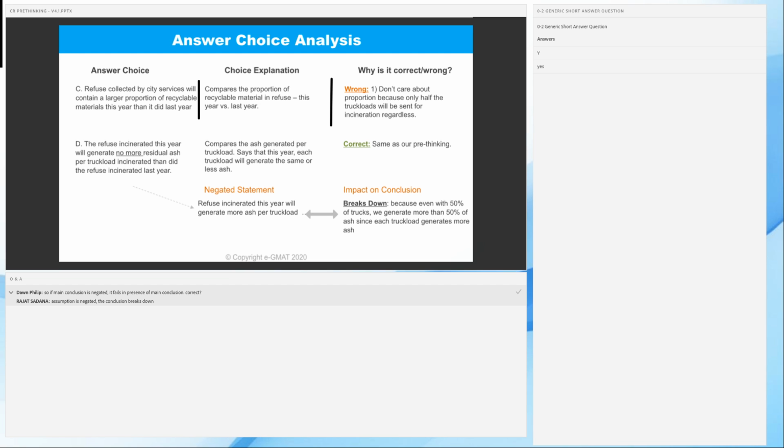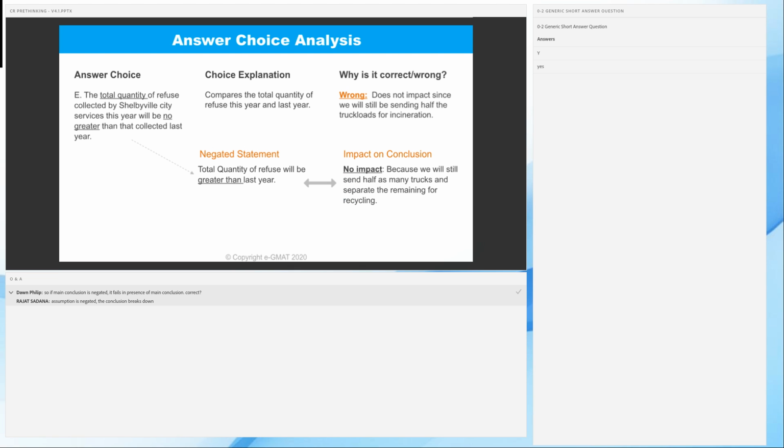Choice D, which is our correct answer, talks about the ash per truckload. It is in line with our pre-thinking. You can see the negation test being applied over here as well. Choice E talks about the total quantity of refuse. The total quantity doesn't matter. Why? Because we're only going to send half as many truckloads. So even if you get 10x as much refuse, that is immaterial.